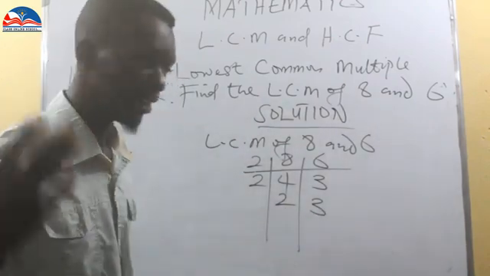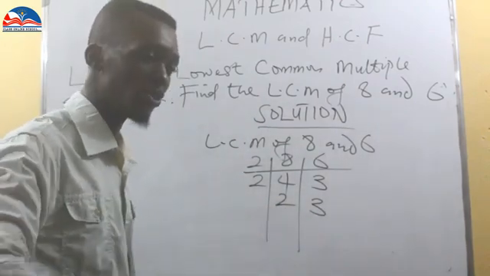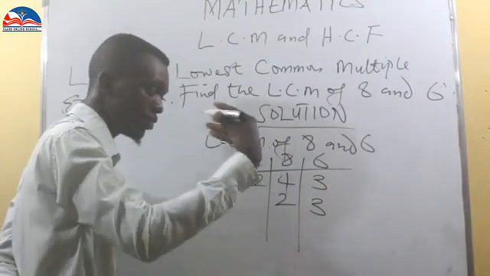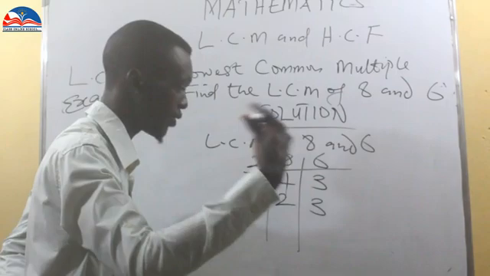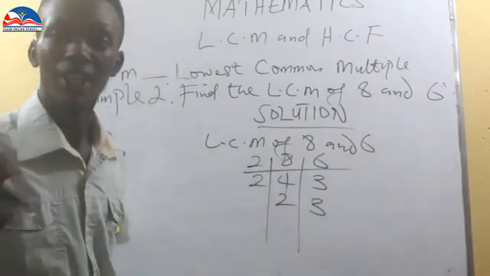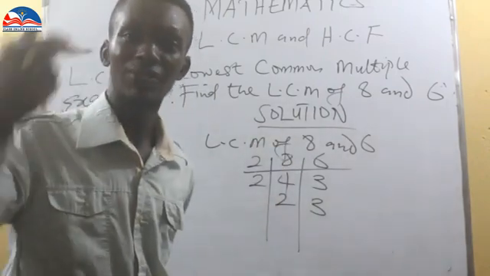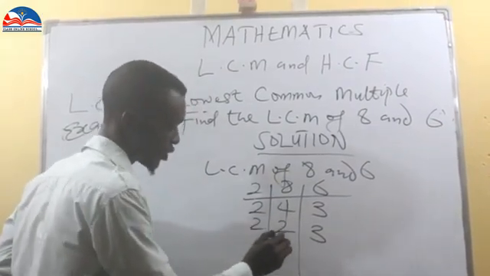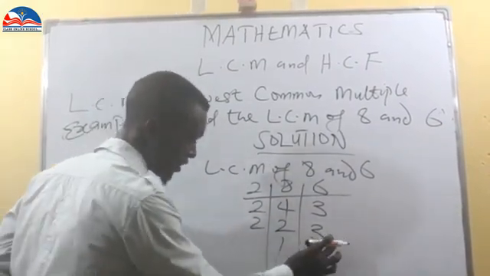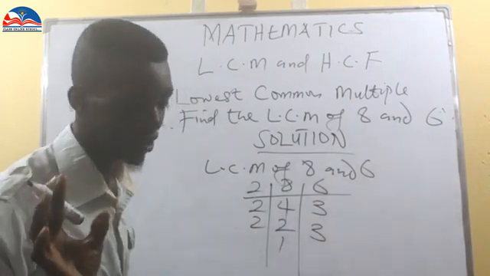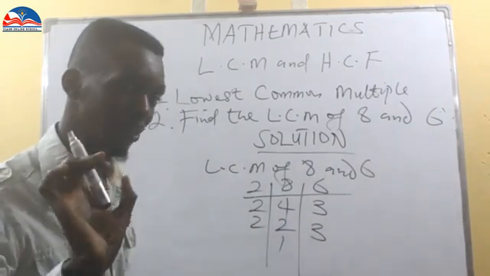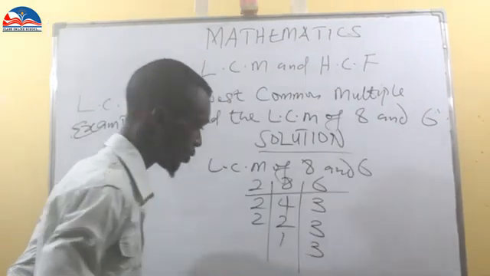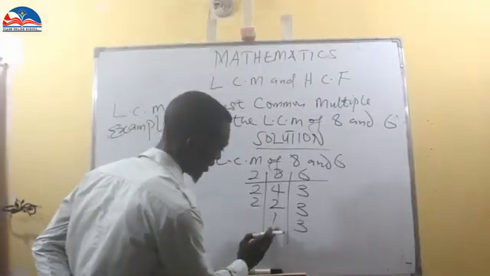Now you have 2 and 3. What can divide again? You can't just jump like that. So you ask yourself, can 2 go? Yes, 2 can go, because 2 can divide itself. I will now say 2. 2 divided by 2 gives me 1. 3 divided by 2 cannot, so you bring down that number, which is 3. Now, I have 1 and 3.